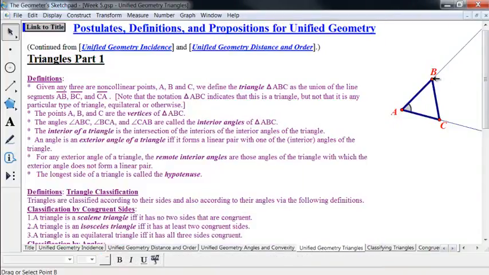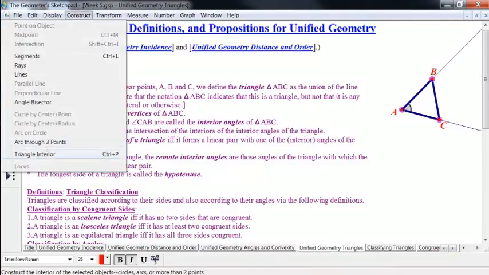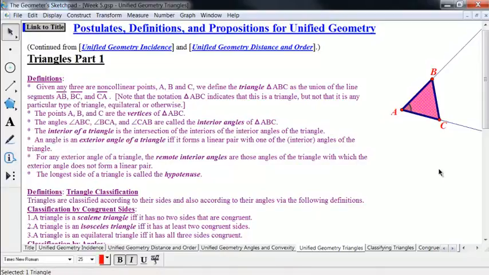The interior of the triangle I can actually construct in Sketchpad. When I select the 3 points, I can construct triangle interior, and these points here are in the interior of the triangle. It's the intersection of the interiors of the interior angles of the triangle, and the exterior of the triangle then are the points that are out here. In general, we'll talk later on about a closed plane figure, and this one is a closed plane figure, and it will have a well-defined interior and exterior. But for now, we're just going to define triangles this way. It's a little more complicated to define a closed plane figure.